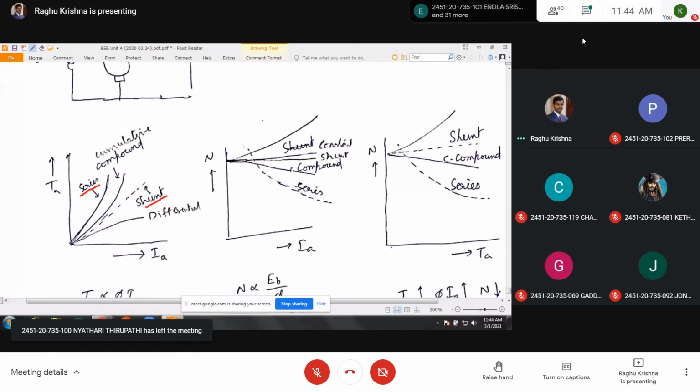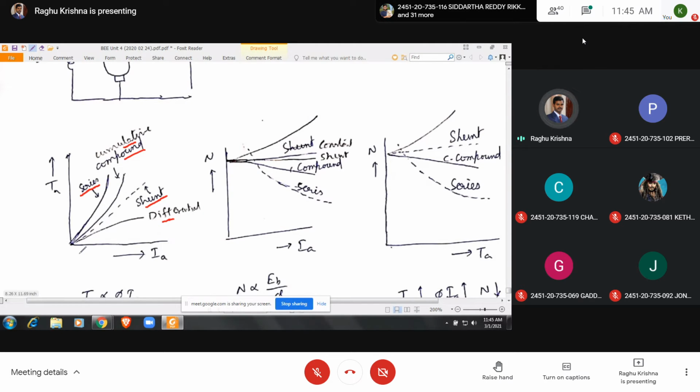Now coming to the cumulatively compound. Cumulatively compound, that is series field and shunt field will be helping each other. They both will be in the same direction. So that is a cumulatively compound. Here the characteristics we are going to get between series and shunt. These are the characteristics. And if you take a differential compound, here the series field opposes the shunt field. So net flux reduces, and this is the characteristics of a differential compound DC motor.